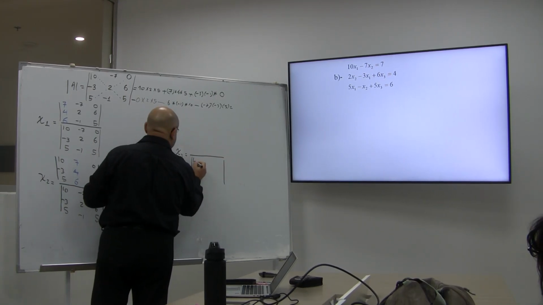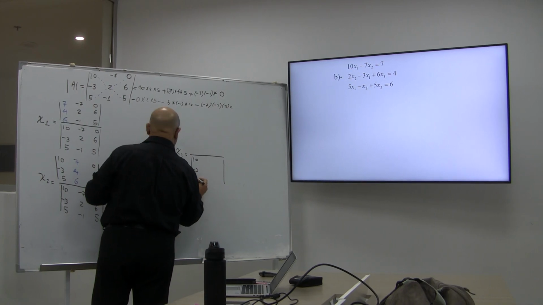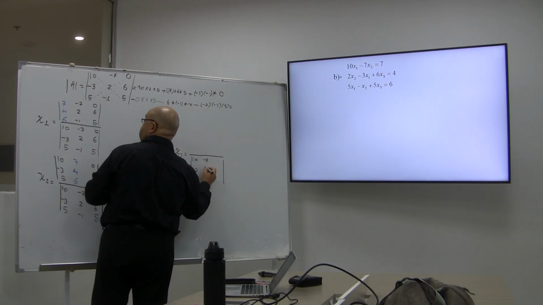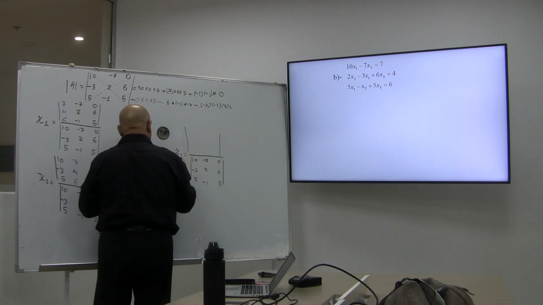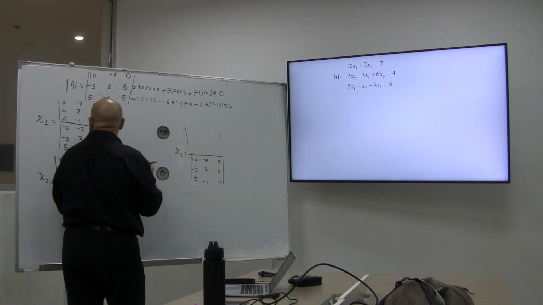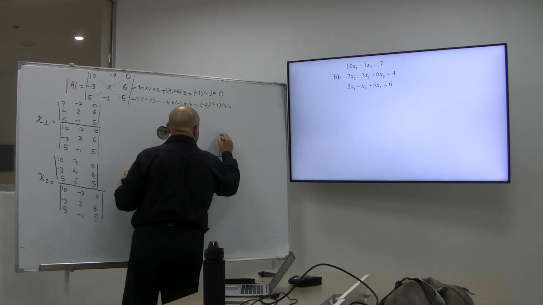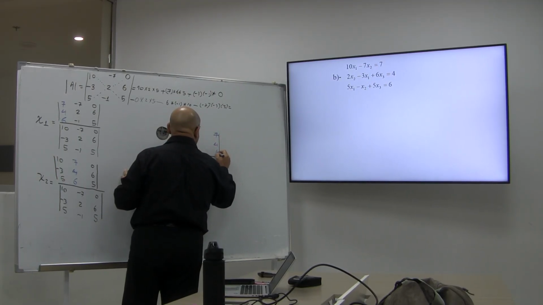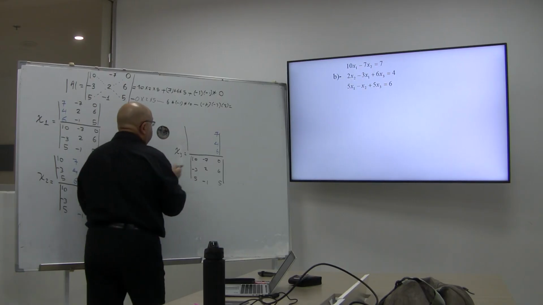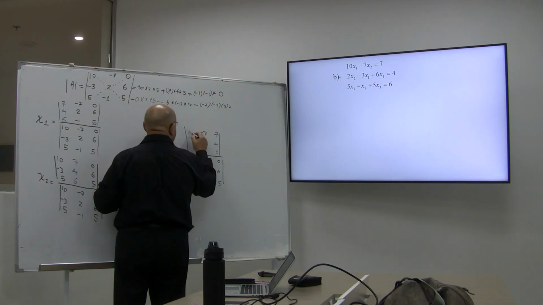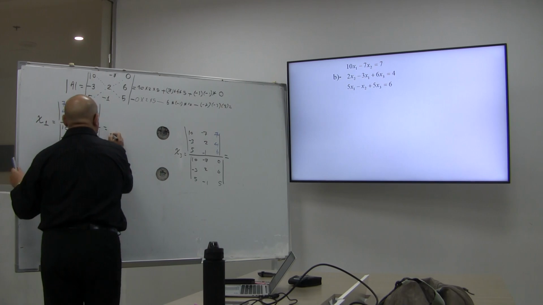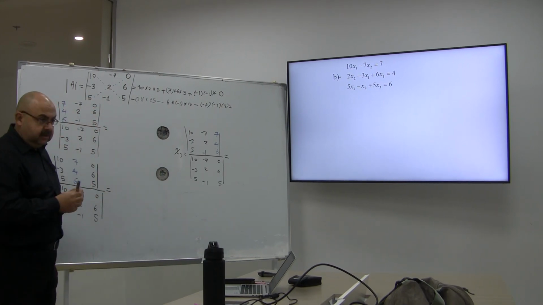And for the last variable, x3, it's going to be similar to all of this. It's going to be 10, negative 3, 5, then negative 7, 2, negative 1, 0, 6, 5, and the determinant on the denominator will be exactly the same, but with the last column replaced by 7, 4, and 6. The other two columns will remain exactly the same. Then start evaluating each of these determinants.